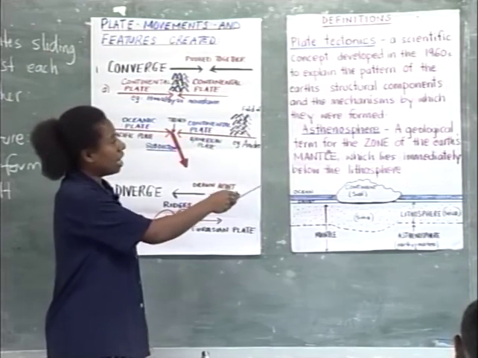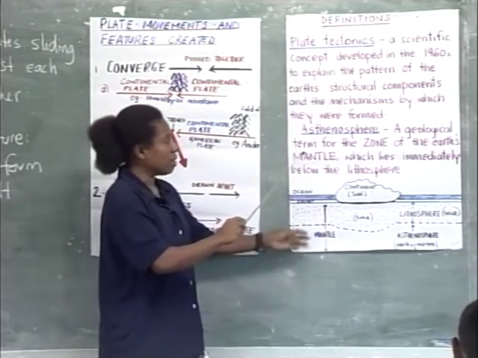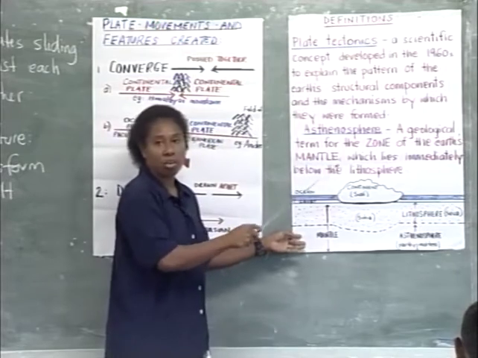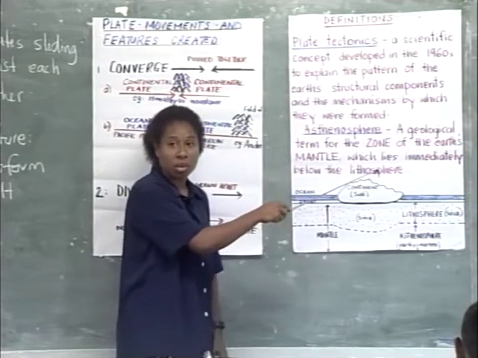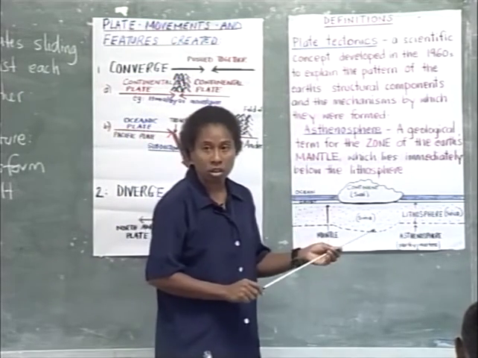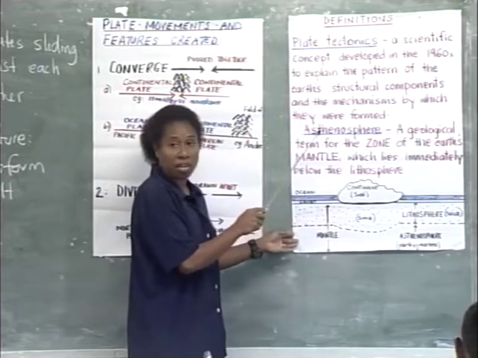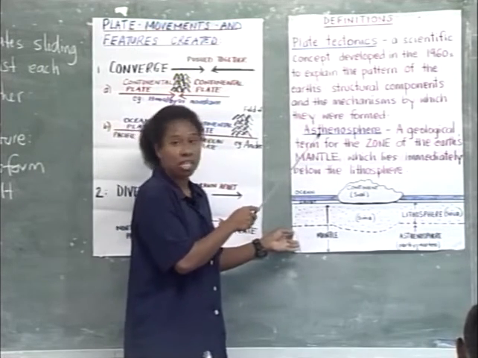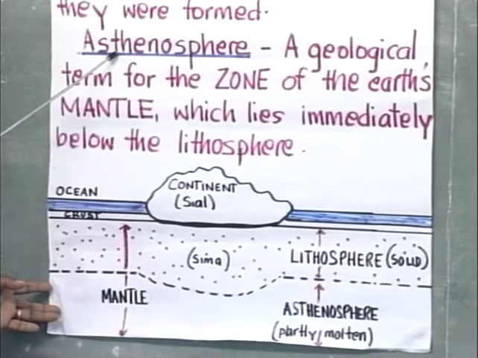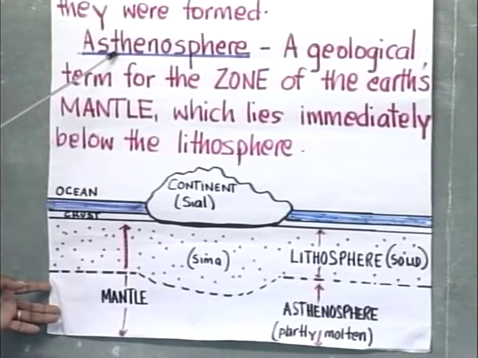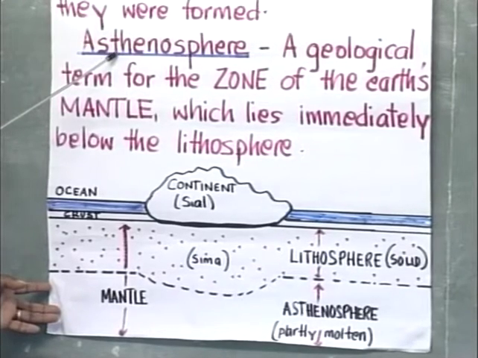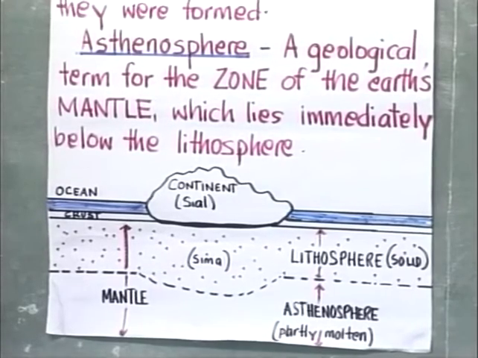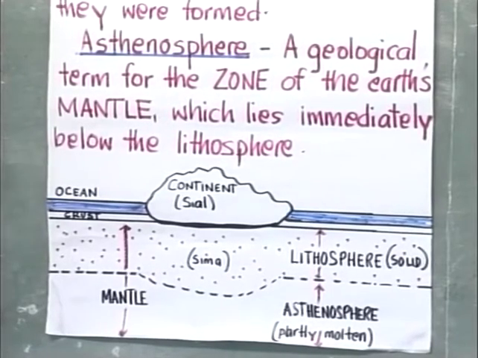Asthenosphere, this particular layer, very important. It's a geological term for the zone of the Earth's mantle, which lies immediately below the lithosphere, or in other words, the uppermost mantle is referred to as the asthenosphere. And we note from what we have studied already that the asthenosphere is supposed to be a molten layer. And because it is molten, it can be moved, or it is mobile. Those are some of the terms that we have already looked at.